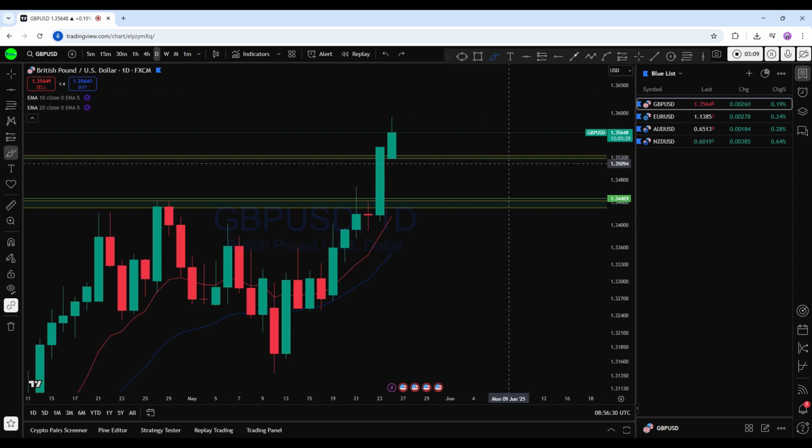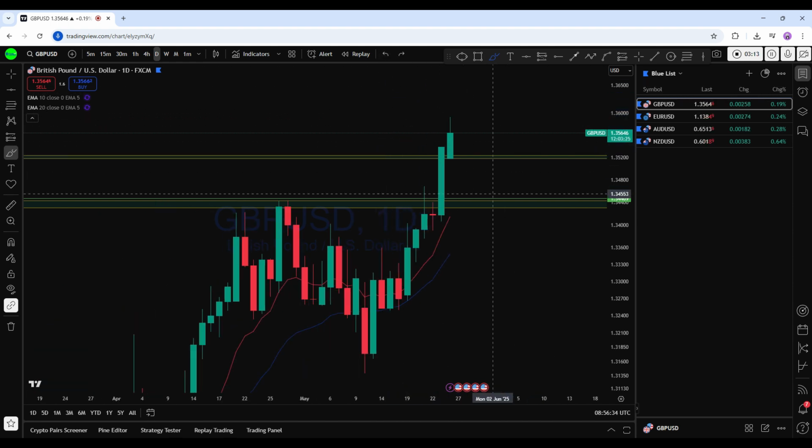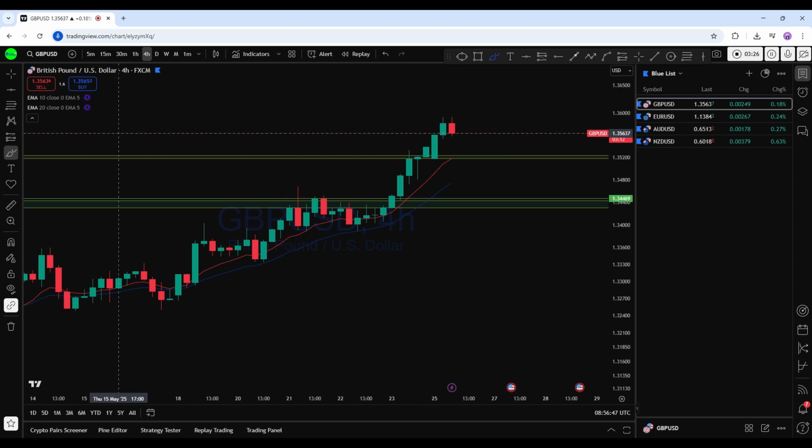We can expect British pound US dollar to potentially bounce back up here, and as the price is coming back down, what I think, later today we may see a further pullback, and that's where potentially we may find entry for this bullish move back to the upside.